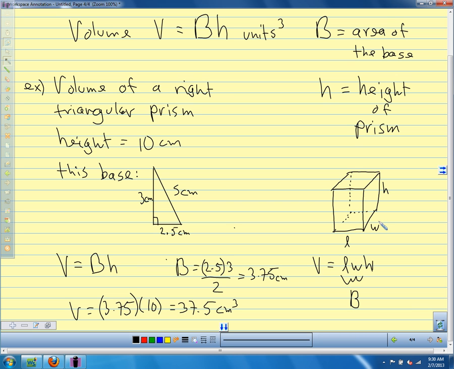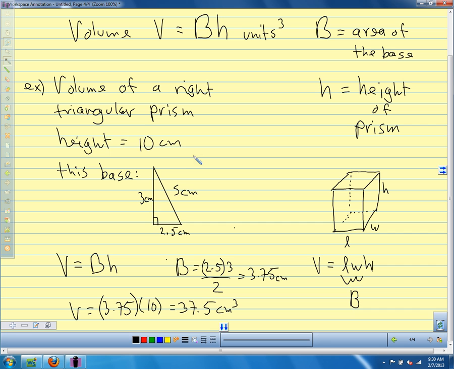Any questions on that example? The height of which height? Oh, it tells us the height of the prism is 10 centimeters. So in the problem they gave it to us. If this problem didn't give you the height, you wouldn't be able to find the volume.